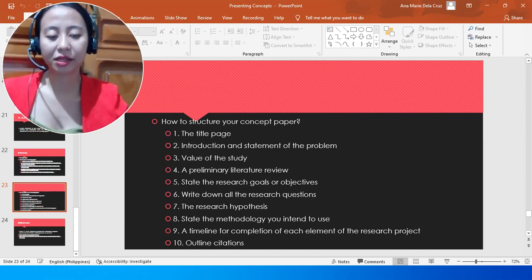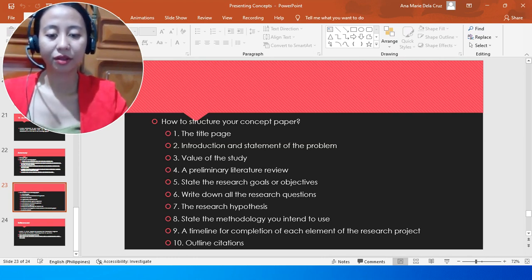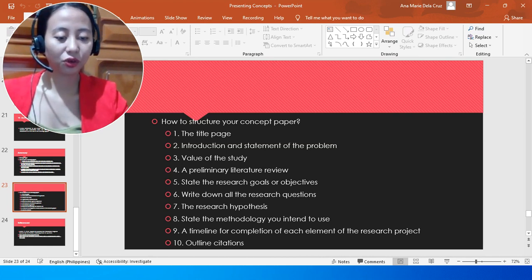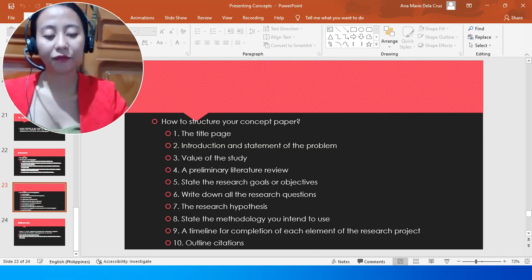And the structure of a concept paper: first, the title page. Second, introduction and statement of the problem. Number 3, value of your study. Number 4, a preliminary literature review. Number 5, state the research goals or objectives. Number 6, write down all the research questions. Number 7, the research hypothesis. Number 8, state the methodology you intend to use. 9, a timeline for completion of each element of the research project.